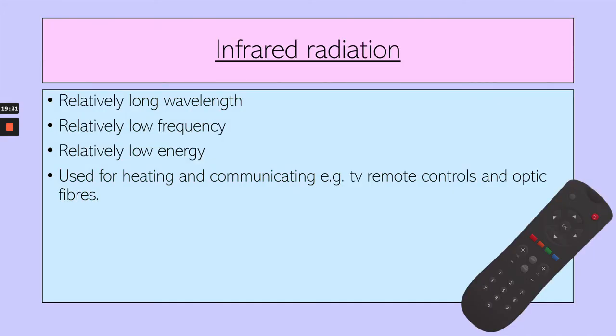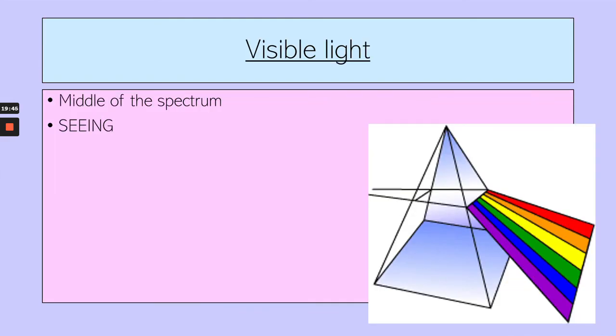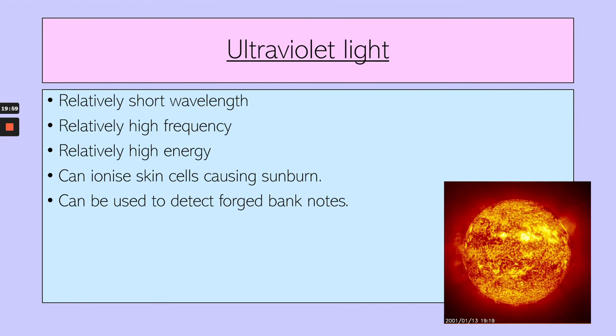Infrared radiation has a relatively long wavelength, a relatively low frequency, and a relatively low energy. It is used for heating and communication. For example, TV remote controls and optic fibers. Visible light is at the middle of the spectrum, and it's used for seeing. So as you can see, we see all these different colours: red, orange, yellow, green, indigo, and violet.